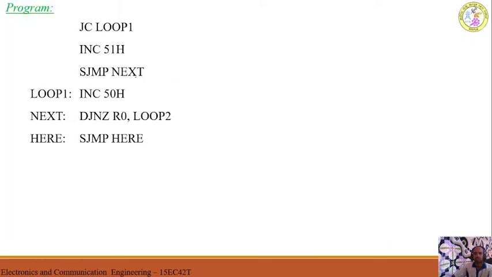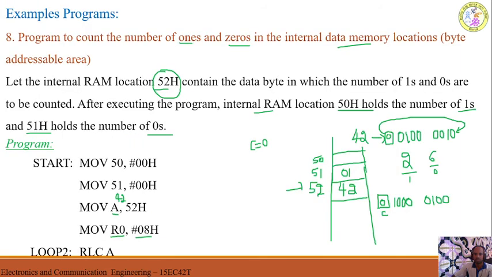And again SJMP next. So jump to next. Where is next? This is next. DJNZ R0, loop 2. What is R0? R0 is 8.